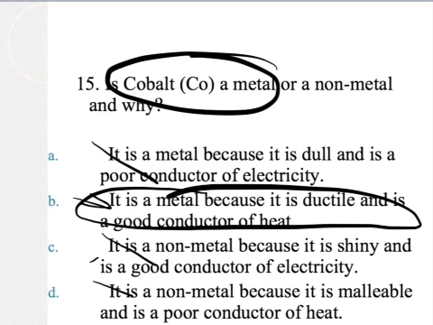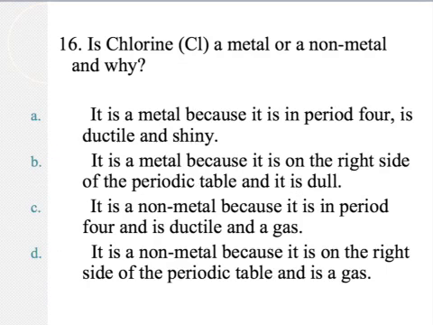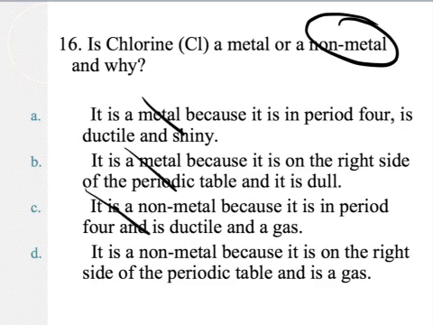Is chlorine a metal or non-metal? So look at your periodic table, and it's all the way over on the right side, so that means it is a non-metal. So anything that says it's a metal is wrong. It is a non-metal because it is period 4 and it's ductile and a gas. Period 4 could be metals or non-metals. By saying that, it doesn't make any sense. Periods go across, remember? It is, and periods do stretch across metals to non-metals. D, it is a non-metal because it is on the right side. It is on the right, and it is a gas. So there you go. It's a non-metal because it's on the right, and it's a gas.